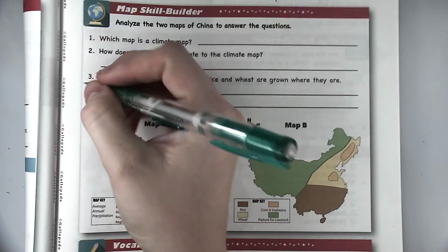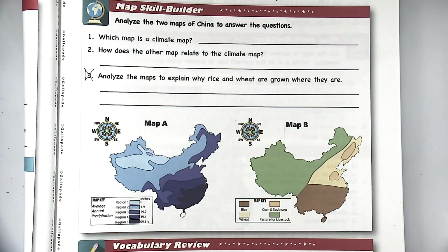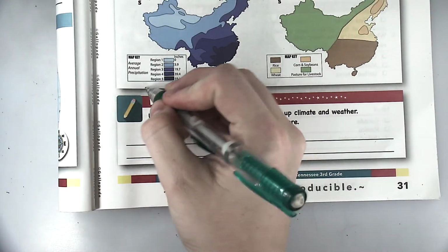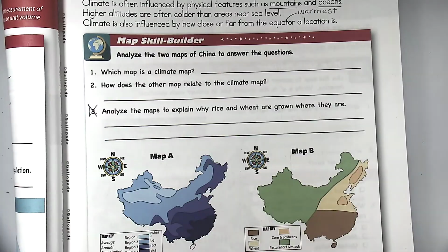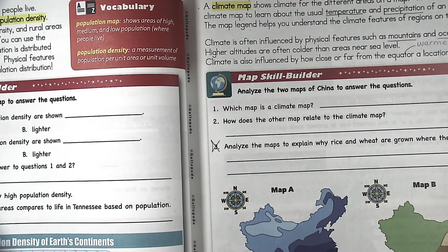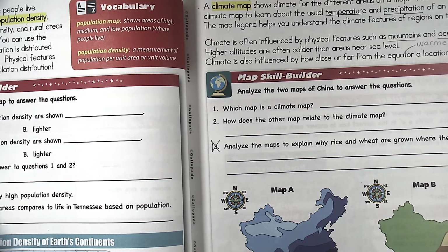And then you can skip number 3. And you do not have to do that. So go ahead and answer numbers 1 and 2. And numbers 1, 2, and 4. And then you will do your Reading Maps Quick Check Part 3.